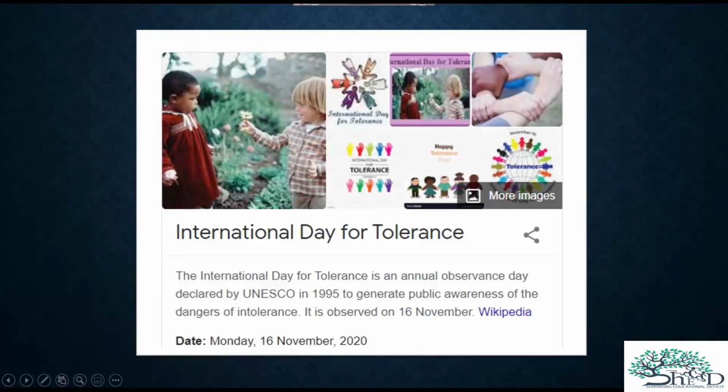There is an International Day of Tolerance. It was declared by the UN, basically UNESCO, in 1995. It is celebrated on 16 November. It's just about 10 days away this year.